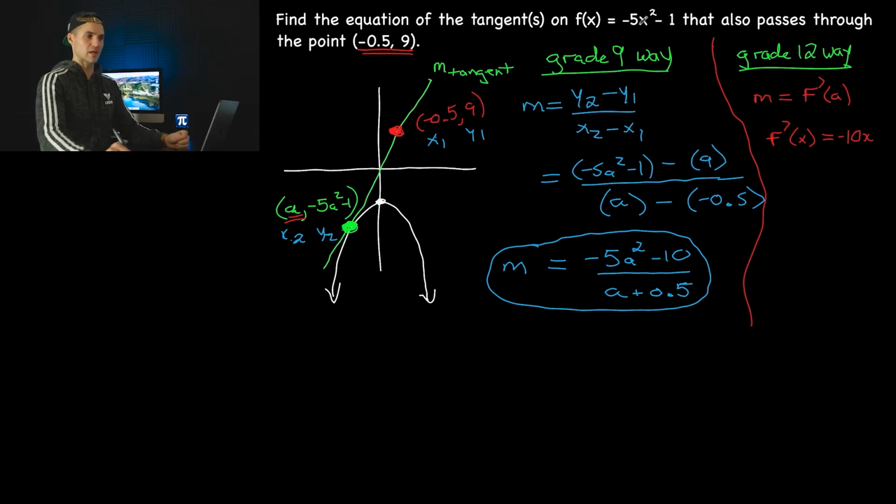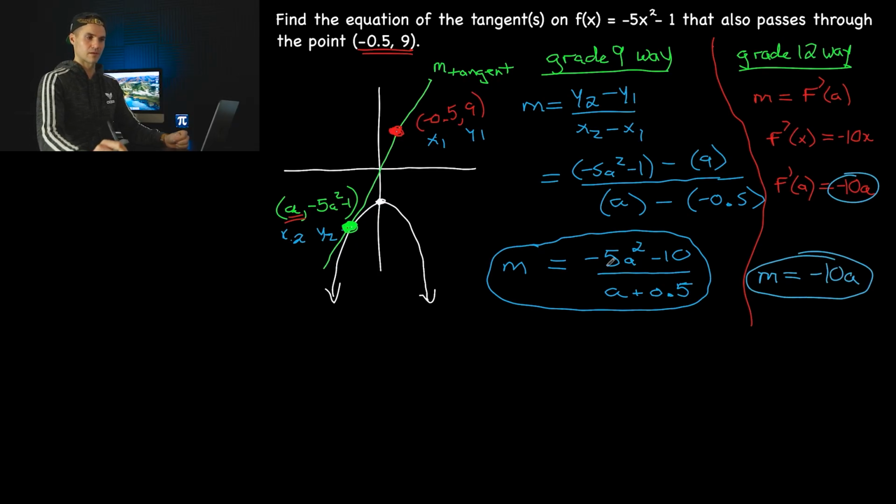All right, the derivative of negative 5x squared minus 1 is negative 10x. The derivative of negative 1 is just 0. So if we want the slope of the tangent of this function at this x value of a, well, we just plug in f prime of a into this. That's going to give us negative 10a, like that. And so another expression for the slope of this tangent is negative 10a, like that.